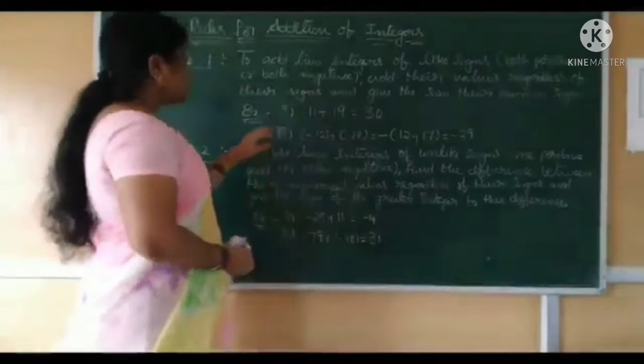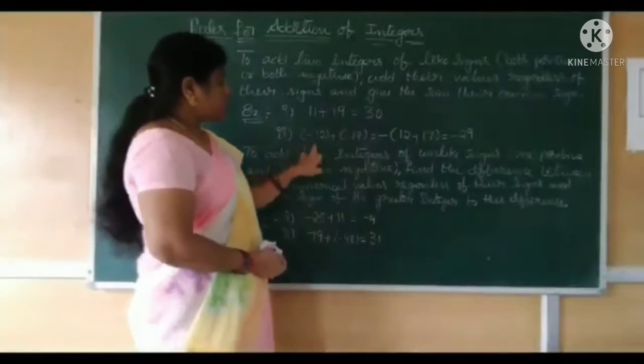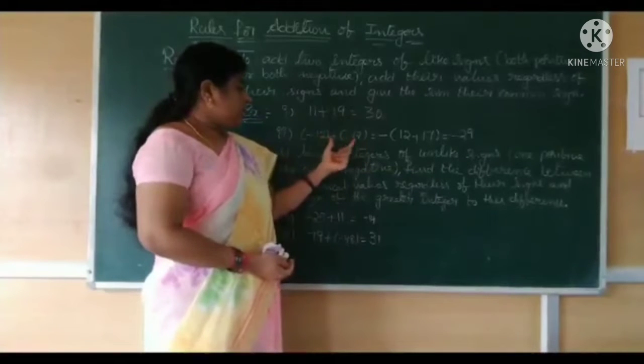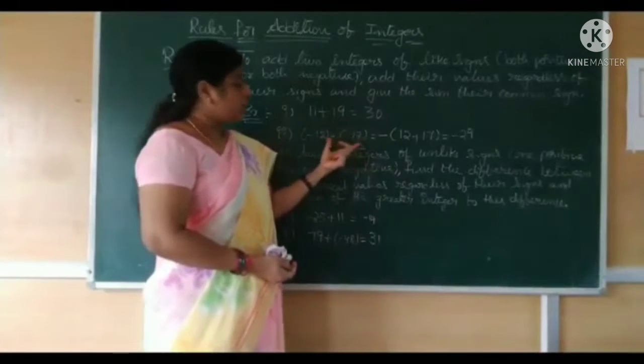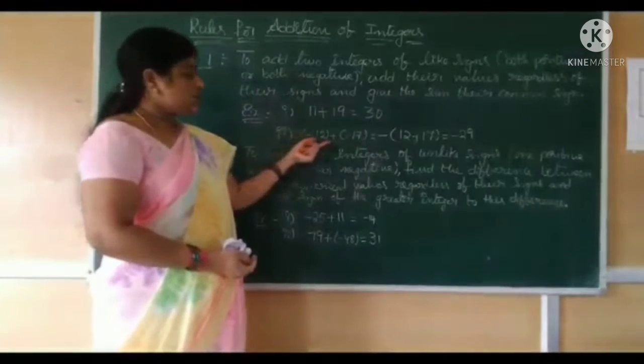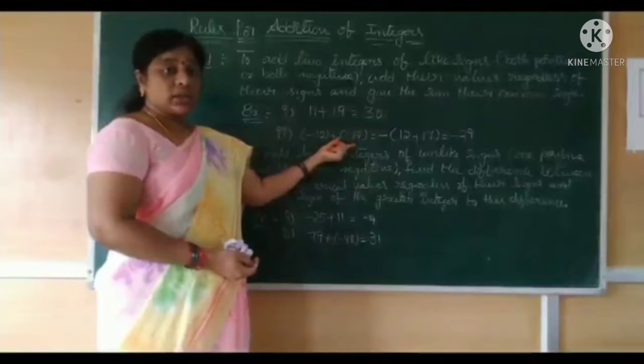Okay. Next, see here, minus 12 is added to minus 17. Minus 12 plus minus 17. Here, both are negative integers. Minus 12 is a negative integer. Minus 17 is also a negative integer.